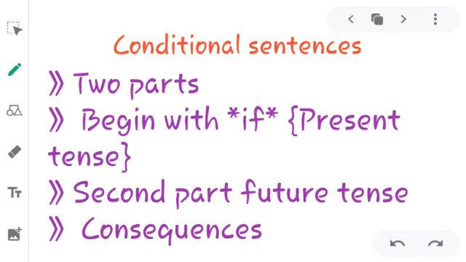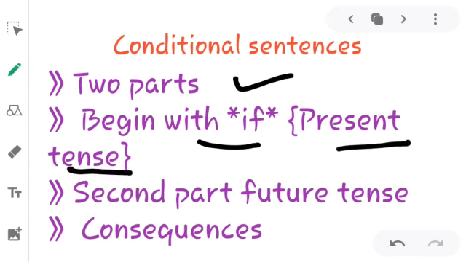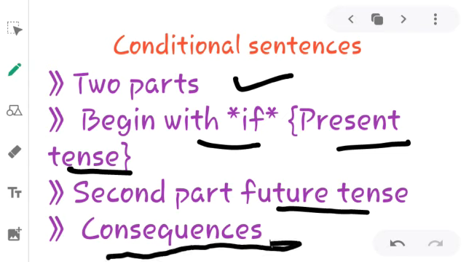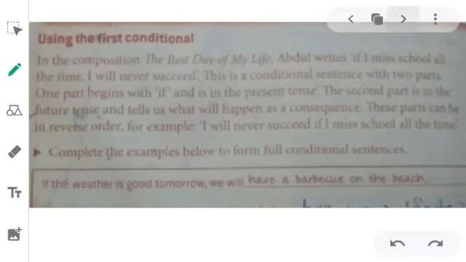In the next exercise, they have discussed conditional sentences. There are some important points about conditional sentences. Conditional sentences always have two parts. One part of the sentence always begins with if, and it is always in present tense. The second part of the conditional sentence is always in future tense, and it tells us about the consequences in future.